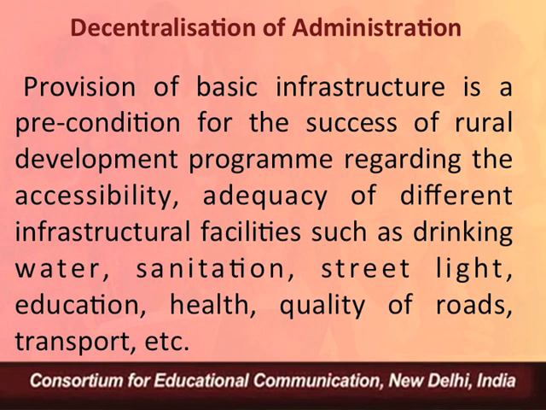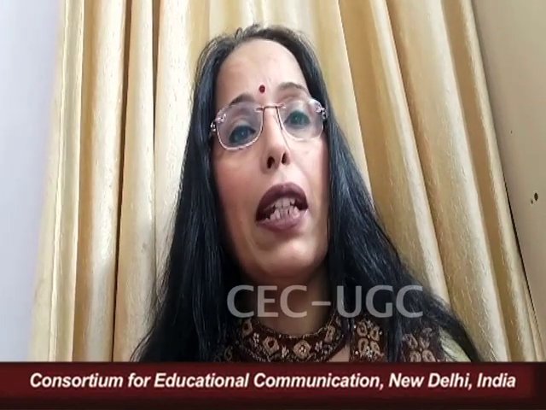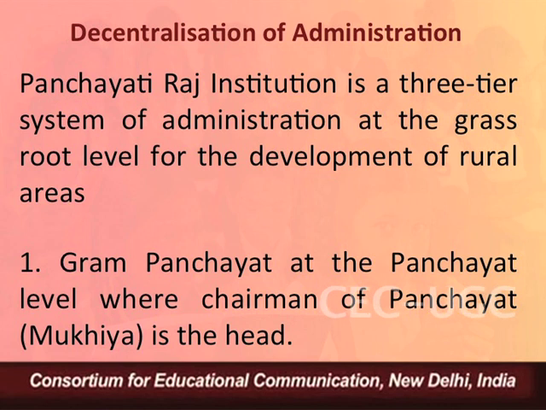Provision of basic infrastructure is a precondition for the success of rural development programs. Regarding the accessibility and adequacy of different infrastructural facilities such as drinking water, sanitation, street light, education, health, quality of road, transport, etc., all these provisions for democratic decentralization were given to the local political bodies, that is, Panchayati Raj institutions. They were also made accountable to local citizens, to cater to the local needs. Panchayati Raj institution is a three-tier system of administration at the grassroots level for the development of rural areas.